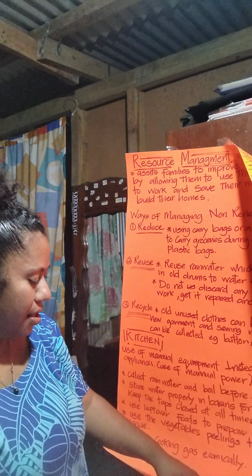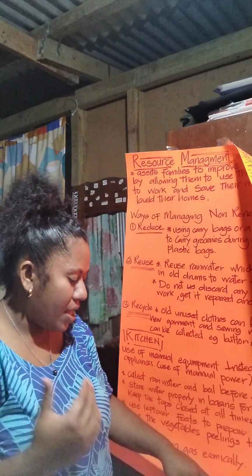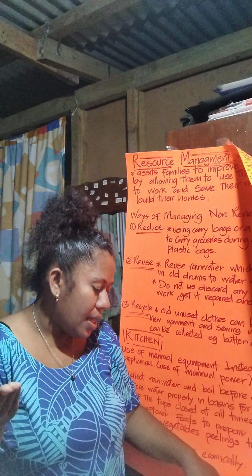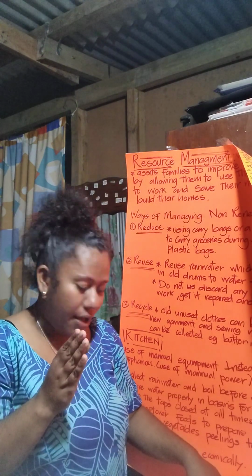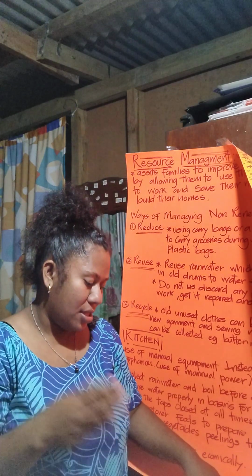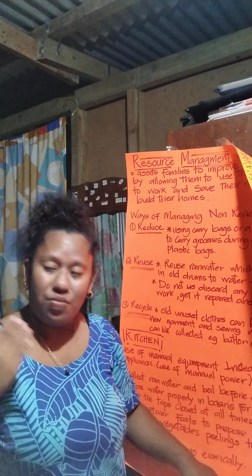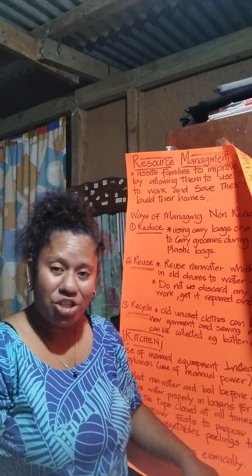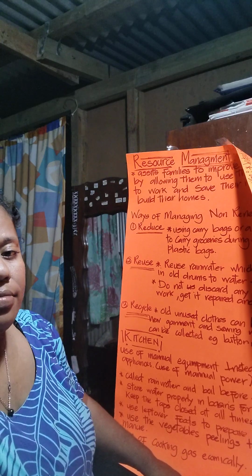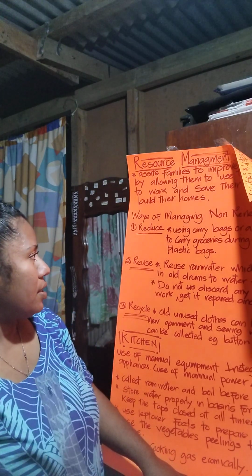Okay, students? Resources management. This is where living standards are raised as a result of more family members taking financially as well as domestic responsibilities in the home. This has allowed for sharing and trust to be built with family members. Okay, students? Some ways of managing non-renewable resources.